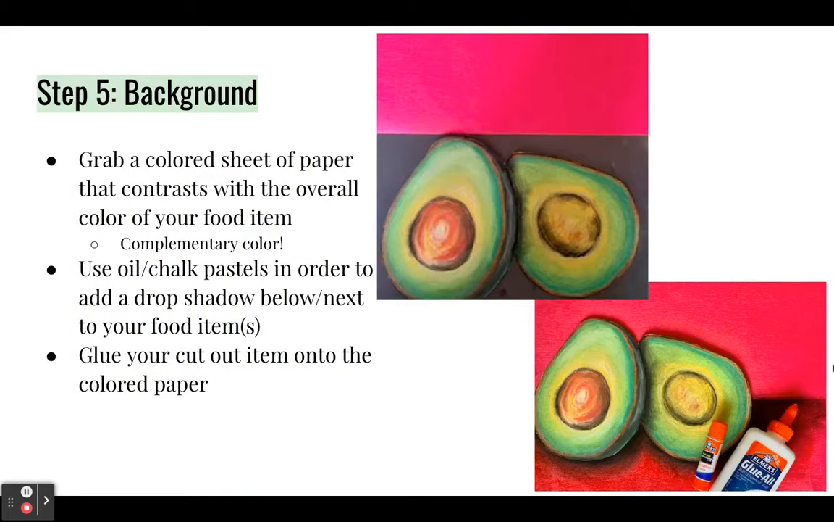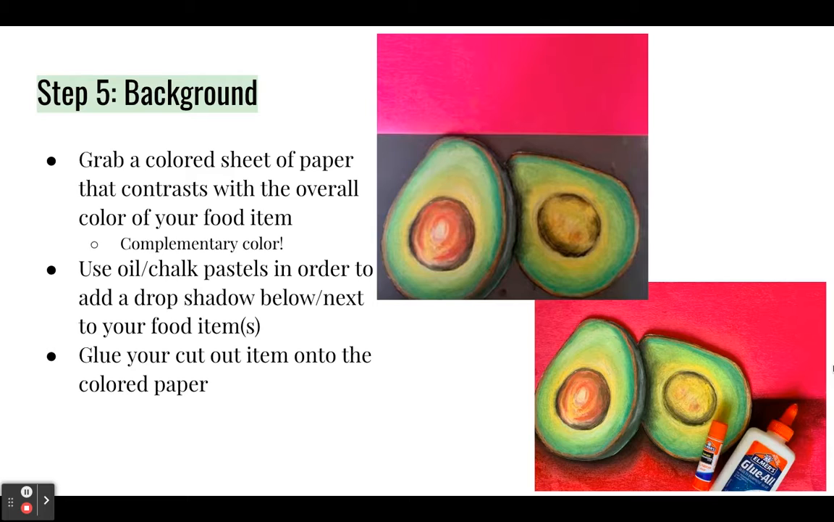So after you cut out the food that you colored and drew, you are then going to think about the background, because you just have this piece of food that's kind of floating in space. So remember when we talked about complementary colors? Well, this is where it's going to come into play. So you are going to grab a colored sheet of paper, like a piece of construction paper, that contrasts with the overall color of your food item. So choose the complementary color.